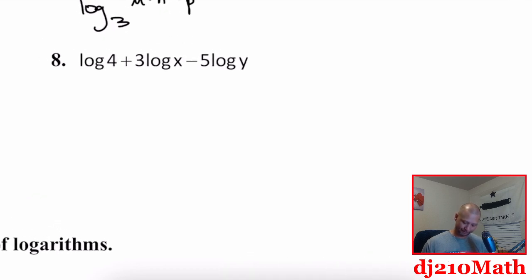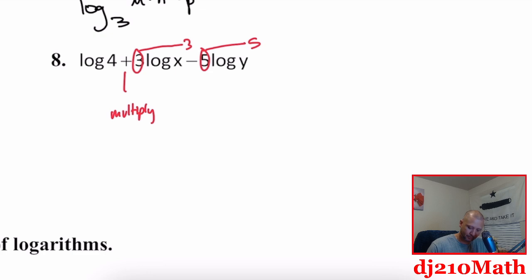All right, number 8. Okay, no parentheses, no brackets. There is, however, this exponent, that's going to go up. 5, that's going to go up. Put it all together, right? This is multiply. This means divide. So final answer, condense it down to 1 log.